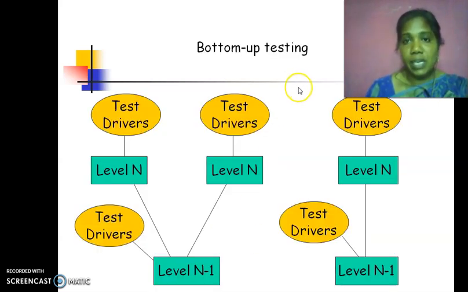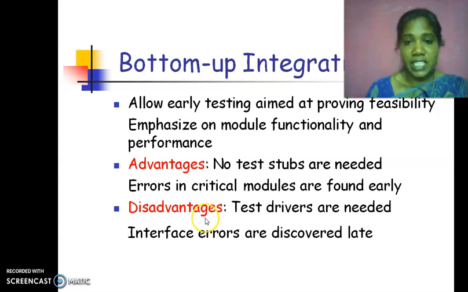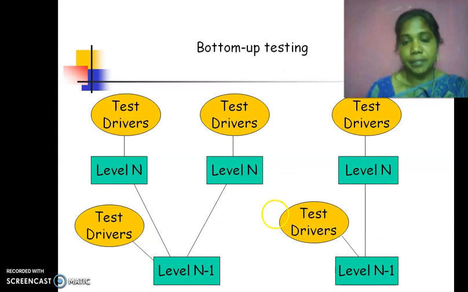This is the pictorial representation of bottom-up testing. This is a test driver. In the disadvantages, it is mentioned that test drivers are needed, and interface errors are discovered late. So this is a test driver at the main level, that means level N1, and these are the test drivers. Okay, so this is bottom-up testing.